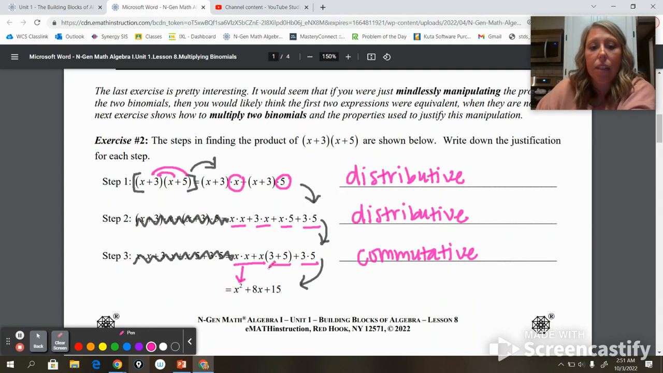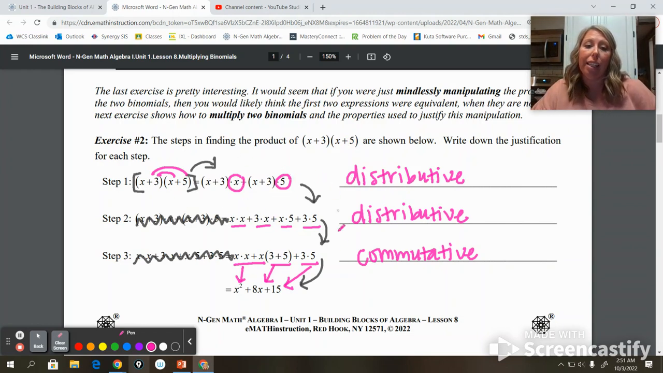X times 3 plus 5, that's where this 8x comes from. And then 3 times 5 is 15. It looks really complicated when you see it all written out horizontally like that. So stick with me. Don't decide that this is too hard just yet. We're going to do some examples that are going to make it much more clear than this.